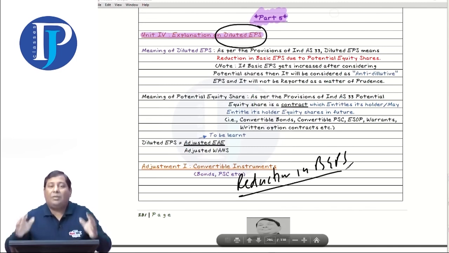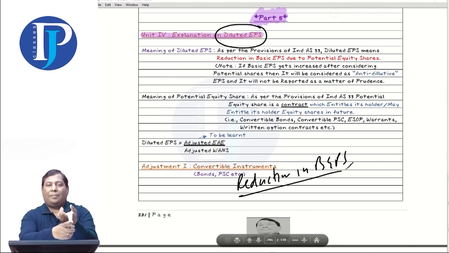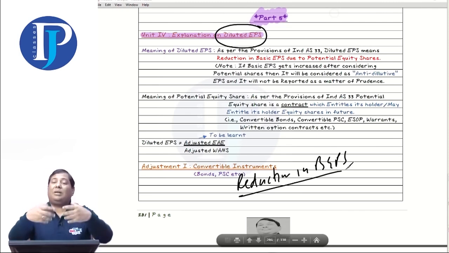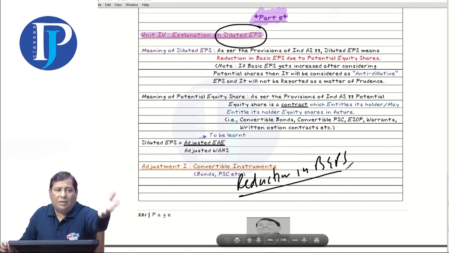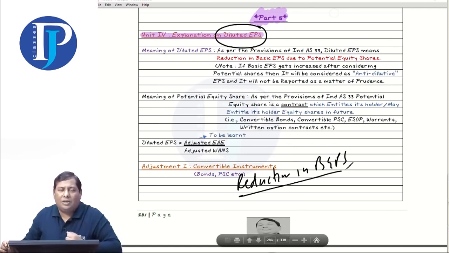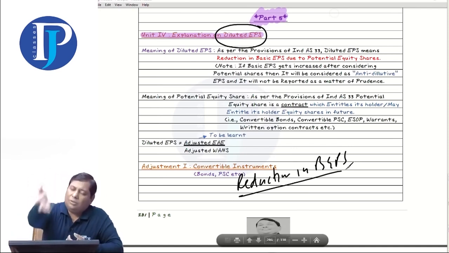I have explained this previously. I am just revising it. Convertible preference shares, convertible debentures, ESOPs of the company, share warrants of the company, the contingently issuable shares of the company. The company has made numerous promises. It promised the debenture holder to convert his debentures into shares, promised the preference shareholder to convert preference shares into equity shares, and promised the employees to give them ESOPs.